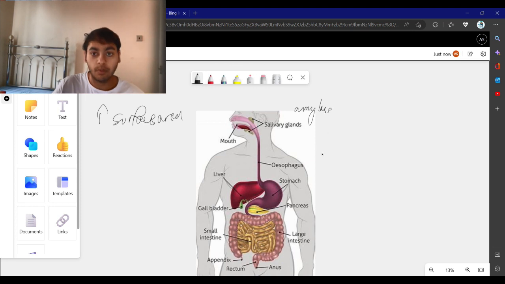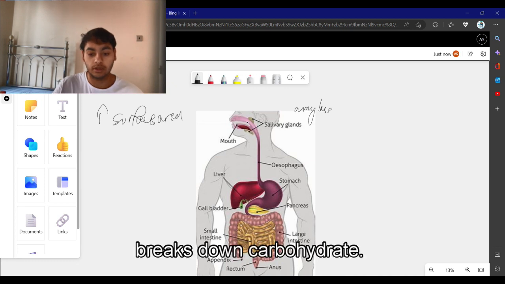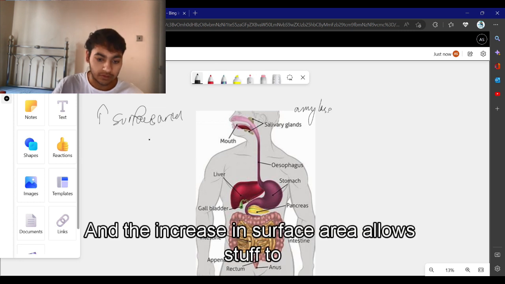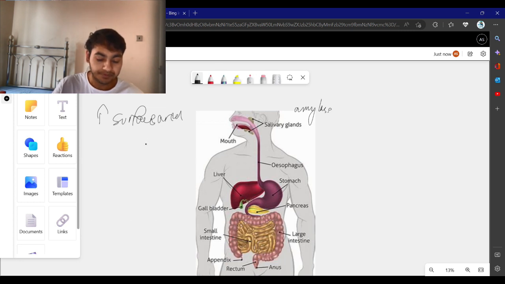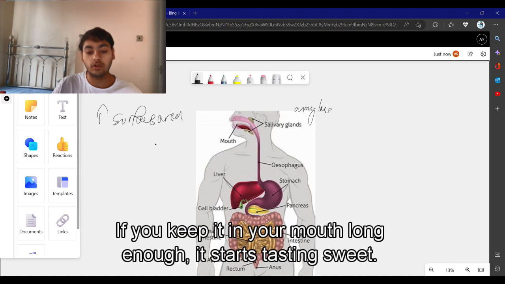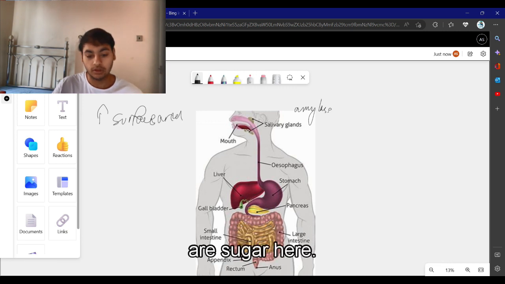Amylase is an enzyme that breaks down carbohydrates. So things like starch, for example, will be broken down into maltose here, and the increase in surface area allows stuff to be digested faster. That's why you might notice if you eat bread, for example, or a muffin that's not sweet, if you keep it in your mouth long enough, it starts tasting sweet. This is because some of the stuff starts getting broken down into sugars.